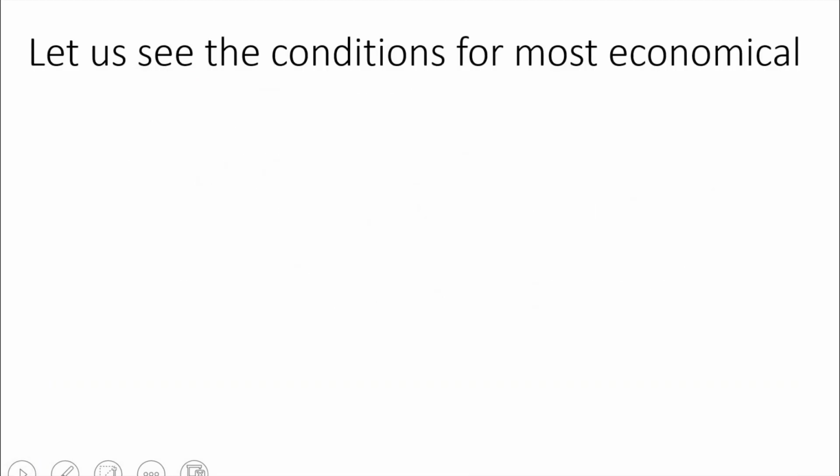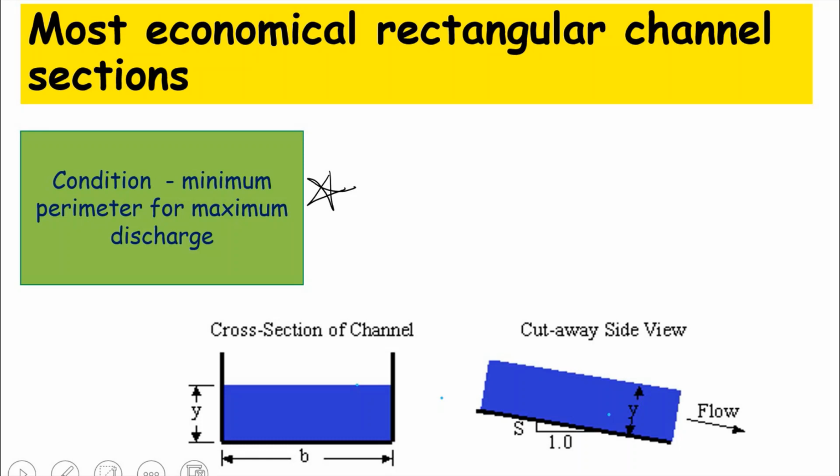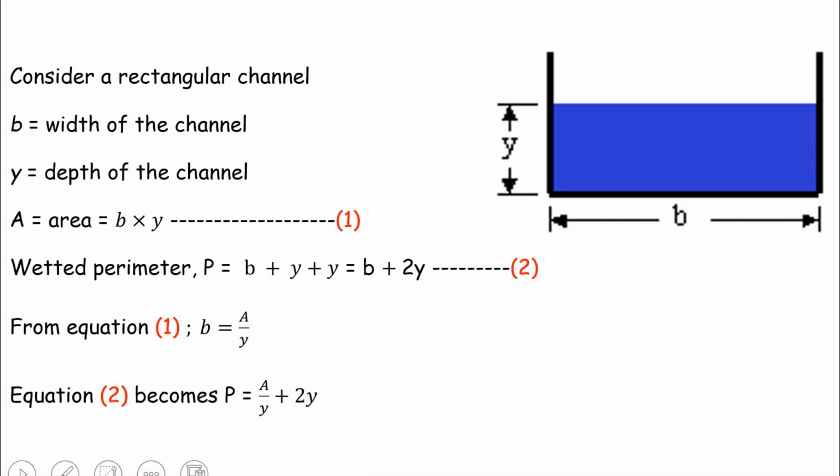So let us see the conditions for the most economical channel sections for various channels: rectangular, trapezoidal and circular. Straight away we are moving to the most economical rectangular channel. So we have this condition: minimum perimeter for maximum discharge. This is our channel with a bed slope S, width B and depth of the channel Y. So area is equal to B into Y, where B is the width of the channel and Y is the depth of the channel, and the wetted perimeter can be written as B plus 2Y.